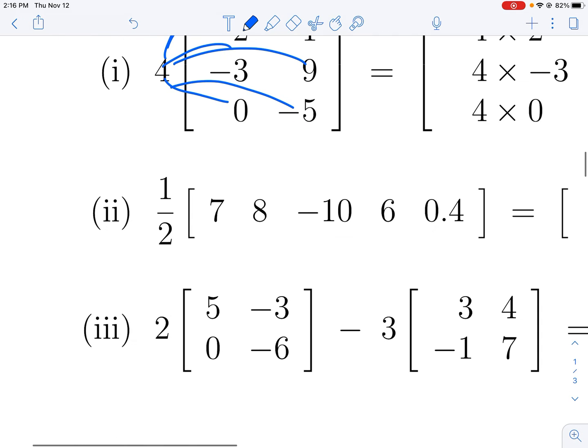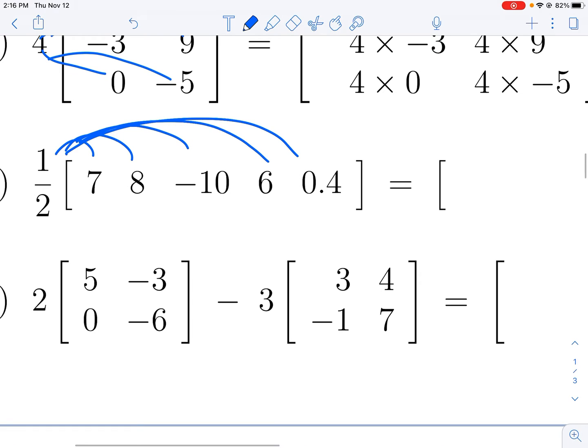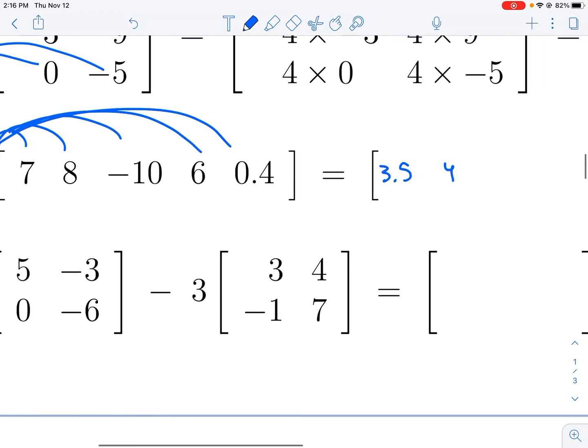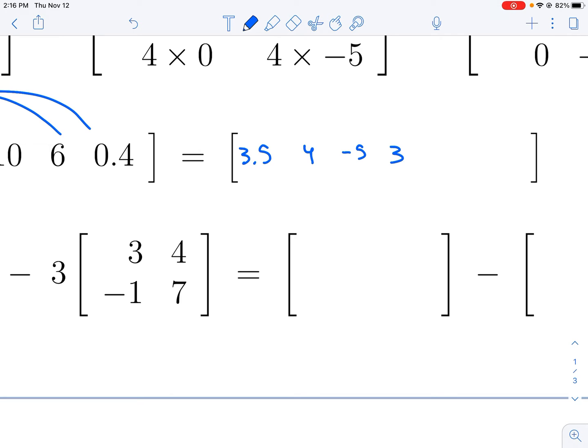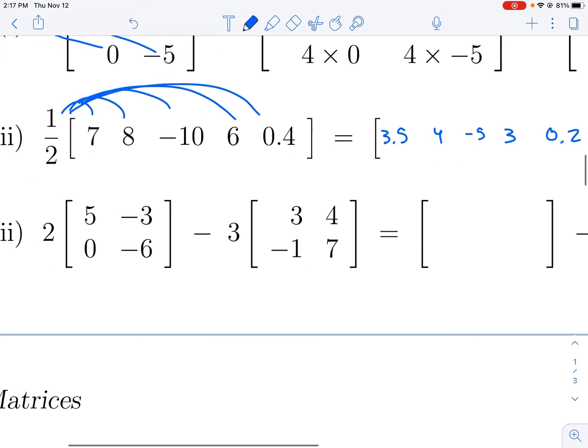So it's pretty easy. We can distribute this 1/2 through to all of these. Let's see, we get 7 halves, which is 3.5. 8 halves, which is 4. Negative 10 divided by 2 is negative 5. And then 6 divided by 2 is 3. And then 0.4 divided by 2 is 0.2. And so I got my resulting matrix there.